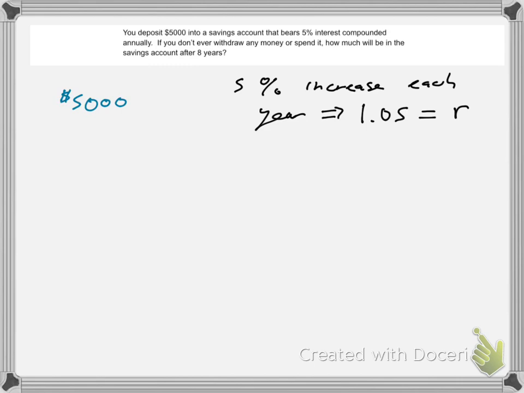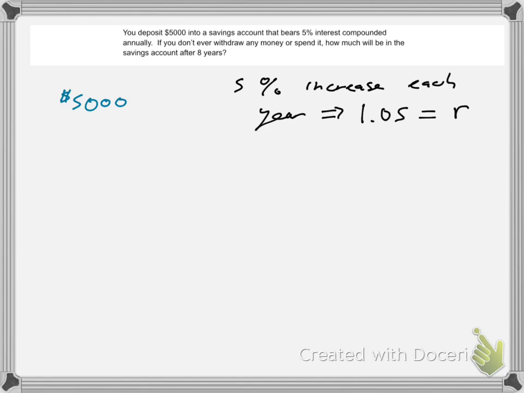When I have a 5% increase in something, I basically take the original amount and multiply it by 1.05. If I had a 10% increase, I'd multiply it by 1.10. If I had a 3% increase, I'd multiply it by 1.03. If I had a 20% increase, I'd multiply it by 1.20. So that's my common ratio.